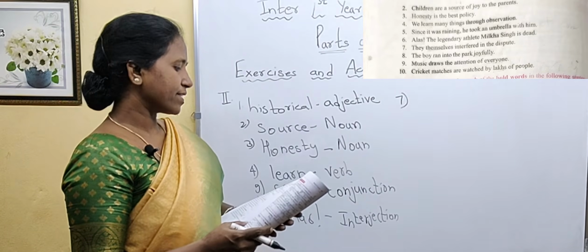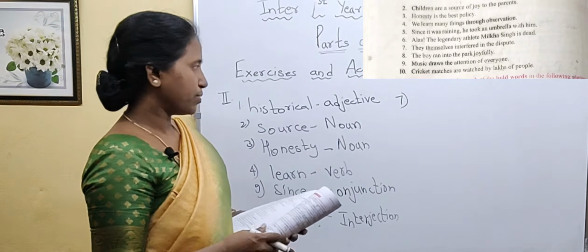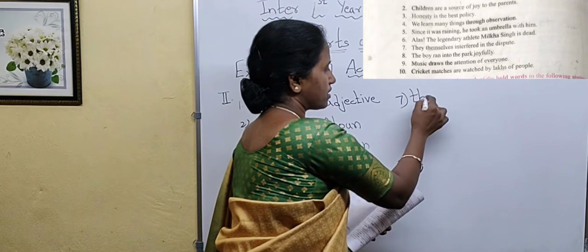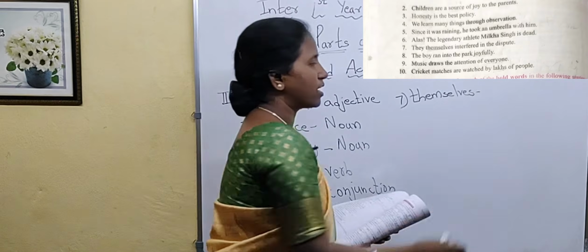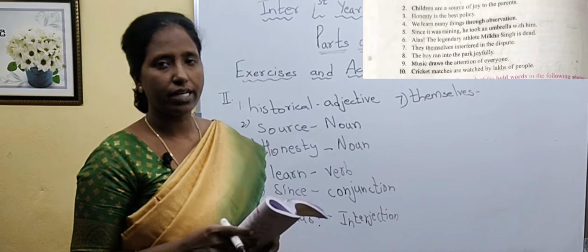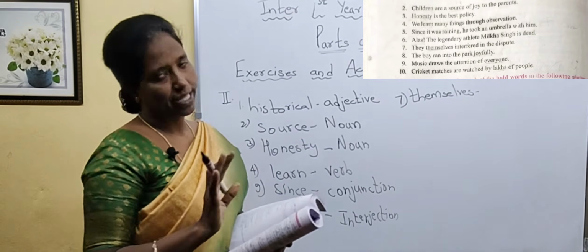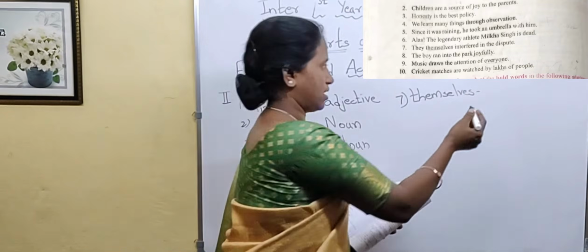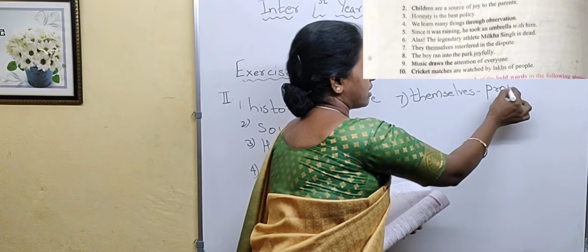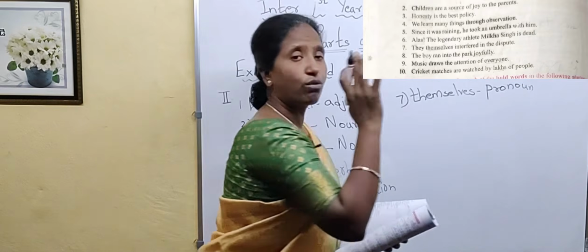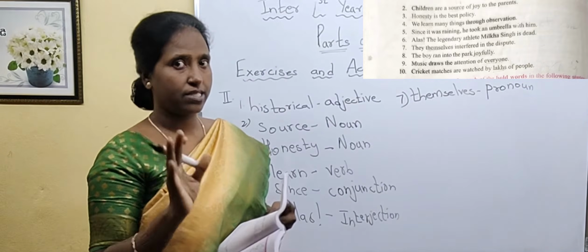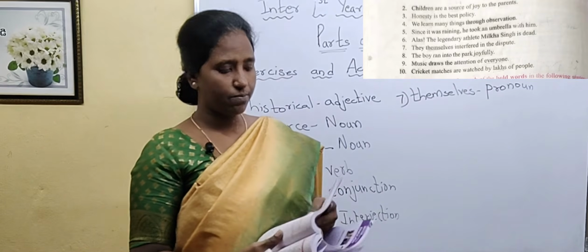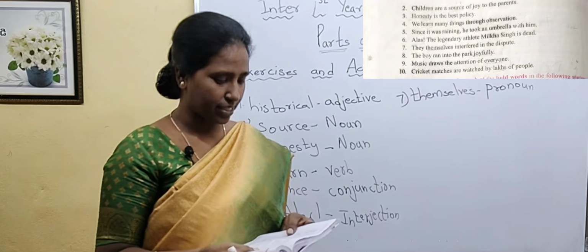Next one is, they themselves interfered in the dispute. They themselves. Themselves is the pronoun. It is an emphatic pronoun. That is not asked here. We need to just write pronoun. I am just explaining because I had told you in the pronoun video. Emphatic means giving stress, like insisting. They themselves, they only did it, nobody else.